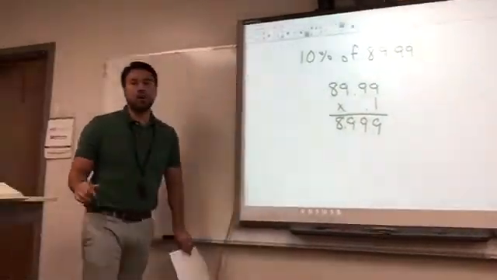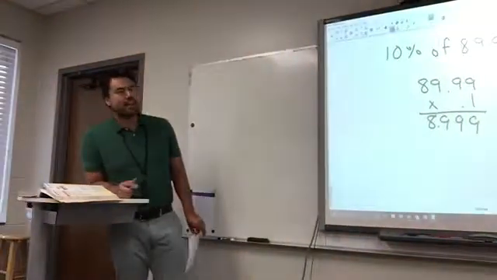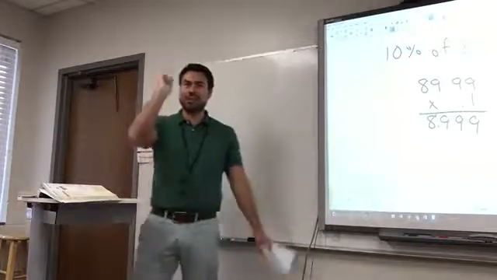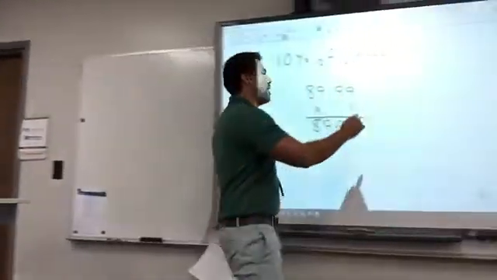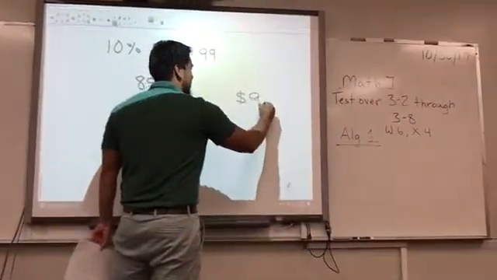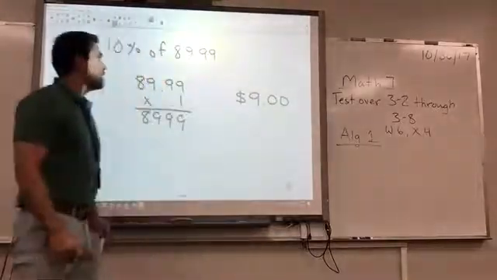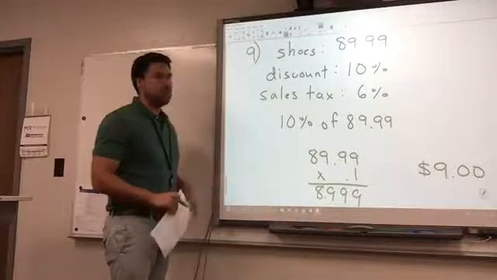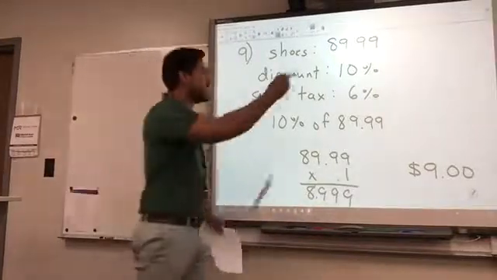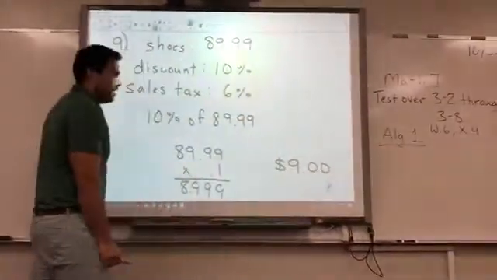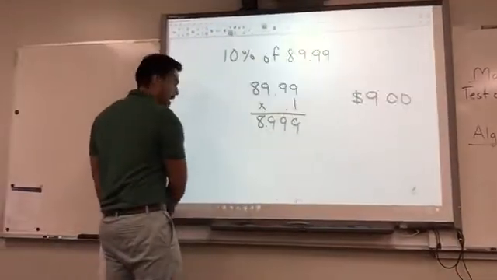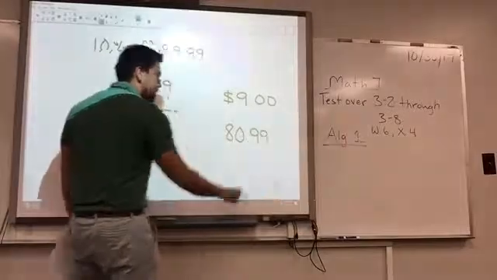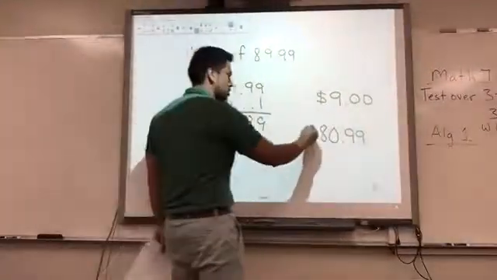Okay, so what is the discount that you get? Look at that number. Don't say the wrong thing. $9. It's $9. You paid $9 less. That's your discount. So what do I have to do with that $9 and the original price? Subtract. And what do I get? What's $89.99 minus 9? $80.99. All right. That's how much you're paying so far for those shoes.